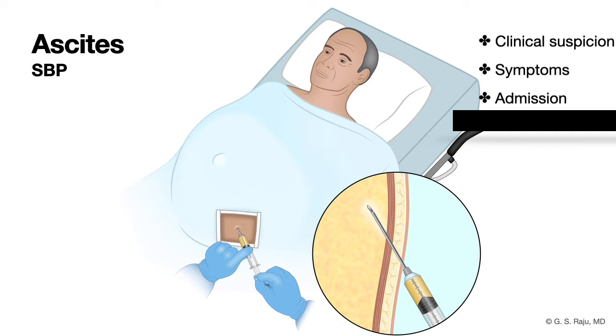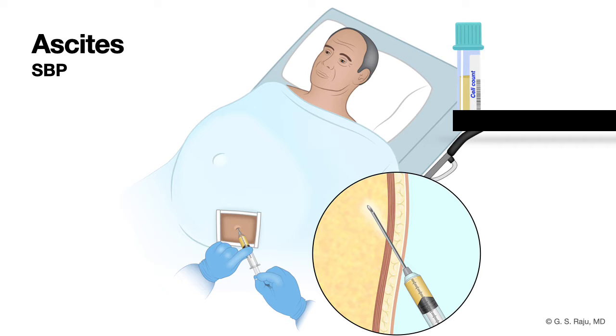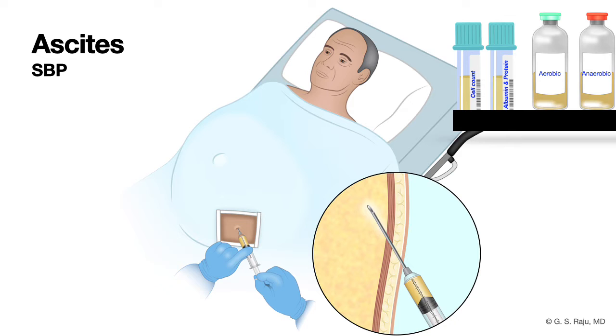And what do you do with the fluid? You need to do a few things with the fluid. One, you want to send the fluid to a lab for cell count, especially polys. It's also a good idea to check the albumin and protein and take at least 10 cc's of ascitic fluid and inoculate into the blood culture bottles, aerobic and anaerobic culture bottles at the bedside, at least 10 ml.